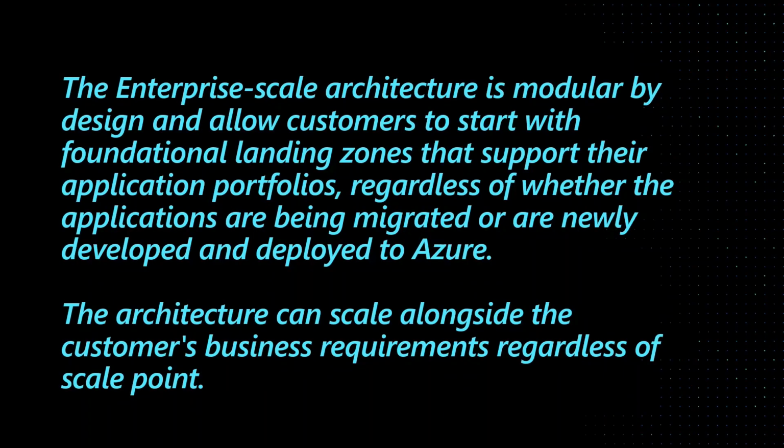Now, based on the design principles, based on the critical design areas, I think it is clear and obvious that the enterprise scale architecture is modular. It allows you to start with the foundational landing zones that support a first set of applications, a first application portfolio. And after that, you can add additional landing zones. You can enhance landing zones by adding additional modules. So again, this modular approach allows you to scale alongside all your specific requirements, whether those are technical requirements or business related requirements. It is possible from that perspective.